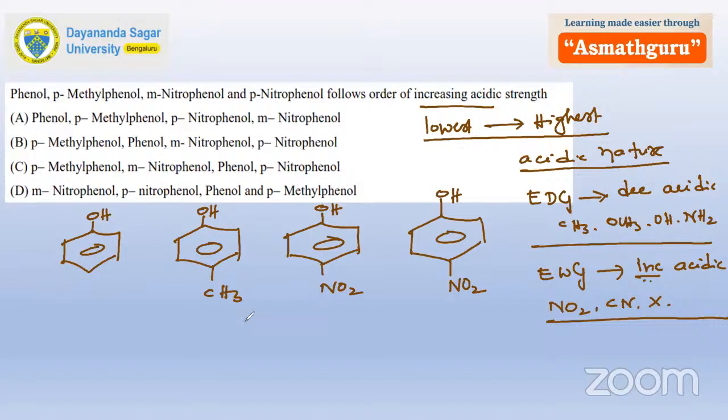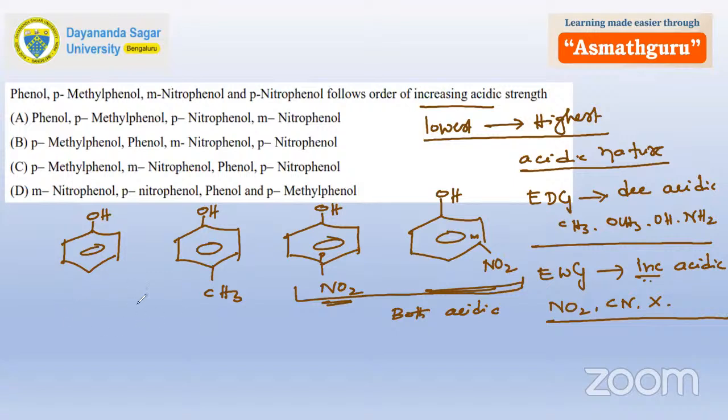So we just have to find out where a withdrawing group is present. The nitro group is there. This is paranitrophenol, and one is meta. Meta means I'll put it in the meta position. This is metanitro. So if the NO2 group is present, they are acidic. So both are acidic. But who is stronger? The one at para is stronger, because at meta the influence is less.